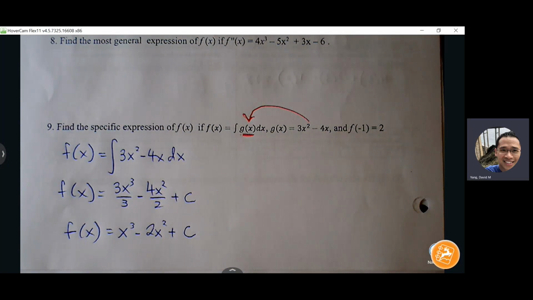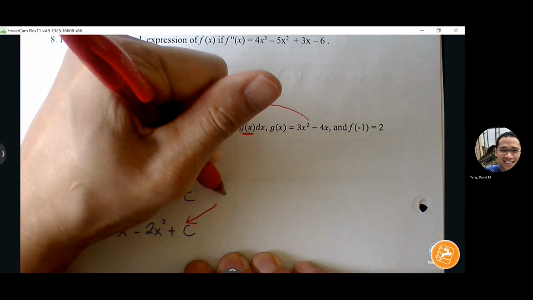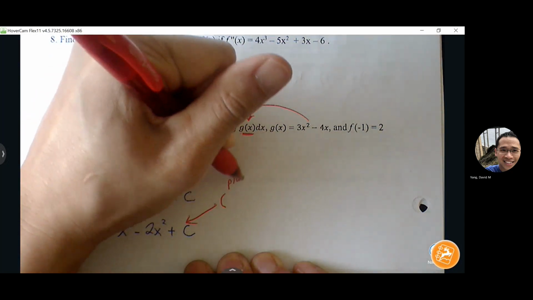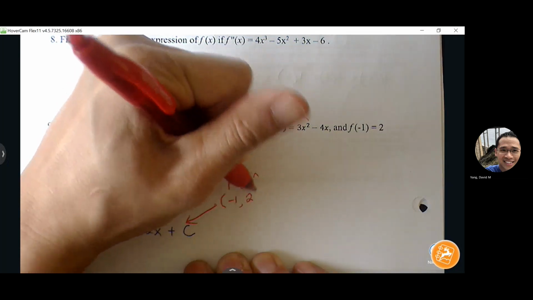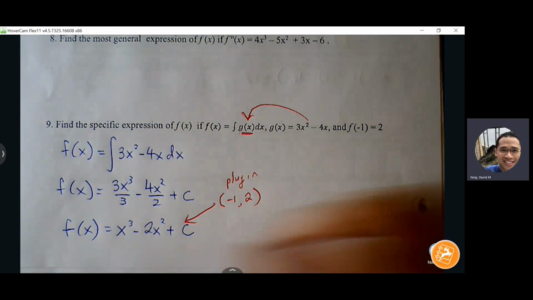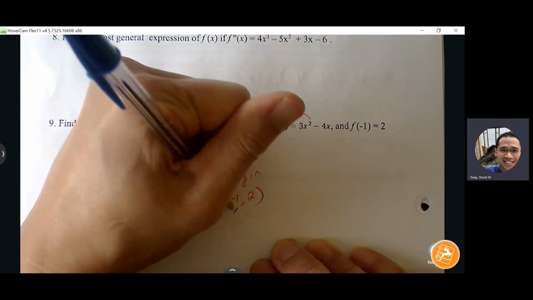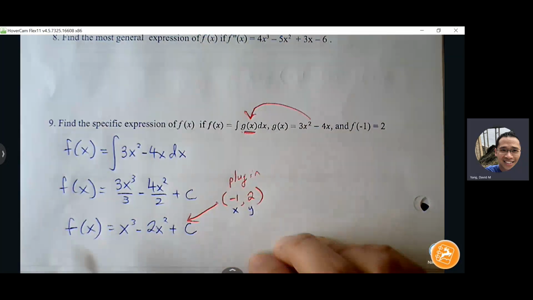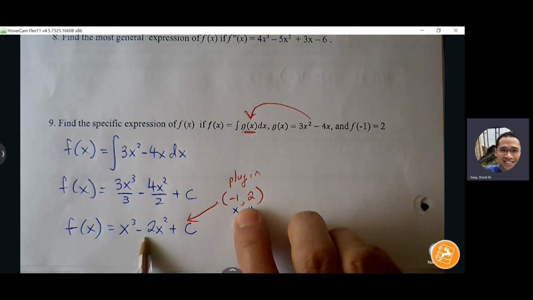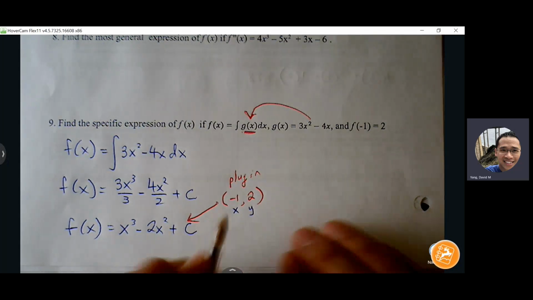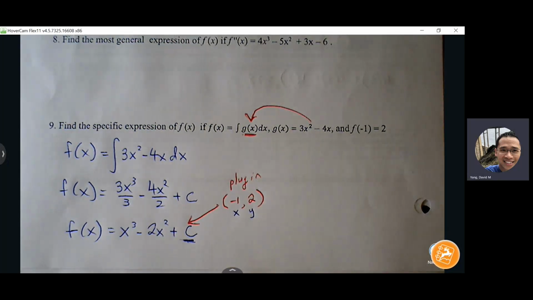Okay, so now how can I use this ordered pair to help me find c? Replace x with what? -1, and replace f of x with 2, right? Or my y value. F of x is my y, right? So 2 goes in this space, -1 goes in for the x's, and I can solve for c. Once I can solve for c, I can just rewrite my function with the c replaced with a number.